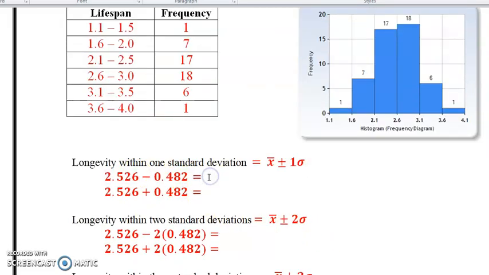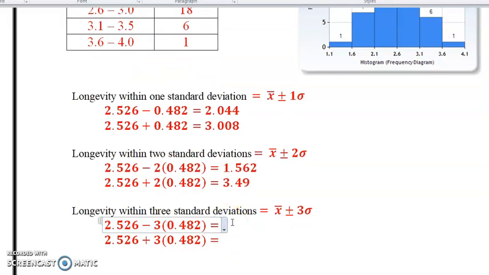So plus or minus 1 standard deviation. I'm going to do the minus first, and I get 2.044. So approximately 2. And 3.008, which is obviously approximately 3. And then within 2 standard deviations, I get 1.562. And within 2 standard deviations to the positive side, 1.49. Okay. And within 3 standard deviations, it's 1.08 and 3.972. So I'm just multiplying this by 3 and then subtracting it from here, and I get these values. Okay?